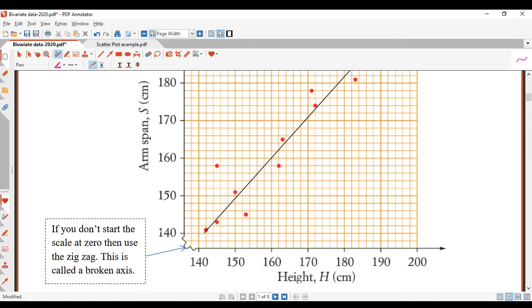Now, the other thing to point about this graph is we didn't start at 0. If you don't start at 0, then we tend to have what we call a broken axis. Now, for a broken axis, what you're basically putting is a zigzag at the beginning here to indicate that you are not starting at 0. And by not starting at 0, that gives us greater flexibility on how we do our scale.